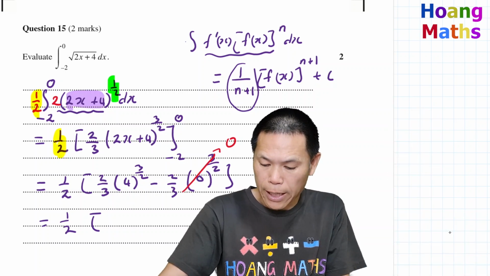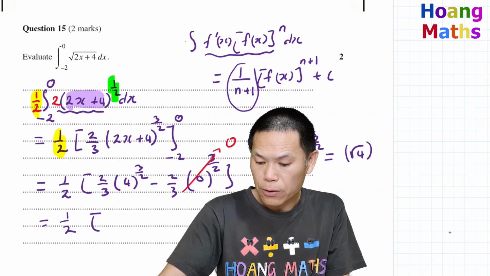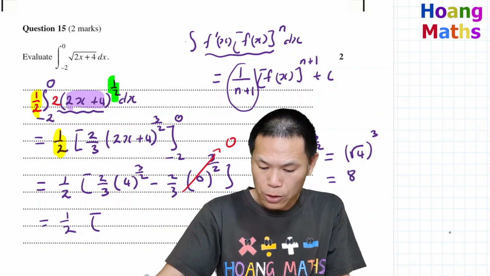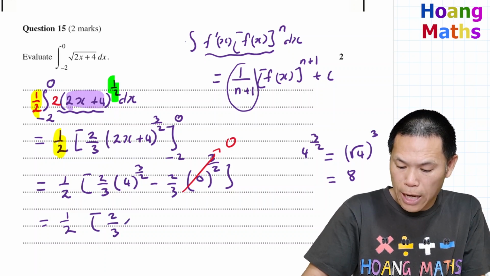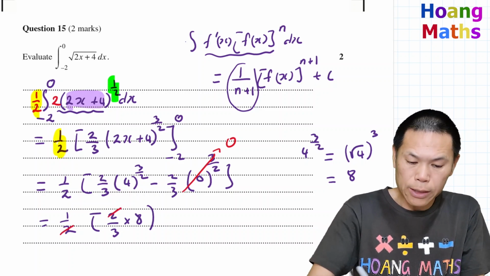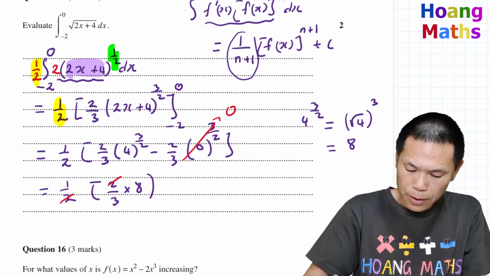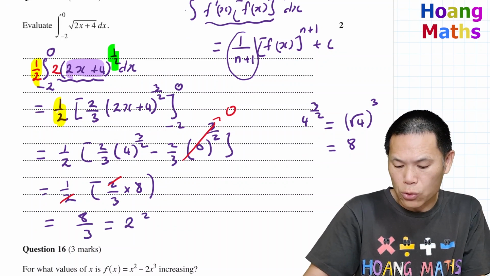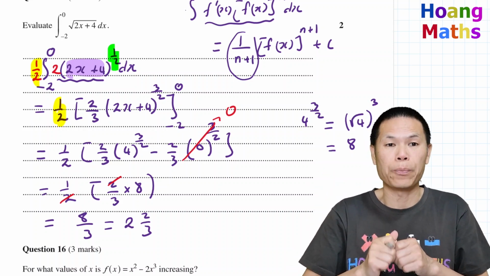If you think about it, 4 to the power of 3 over 2 is the square root of 4 to the power of 3. The square root of 4 is 2, and 2 to the power of 3 is 8. So that means 2 over 3 times 8, and I simplify further: this cancels with this. So the answer is 8 over 3, or can be equal to 2 and 2/3. Otherwise, you can just use a calculator and you should get the same answer.